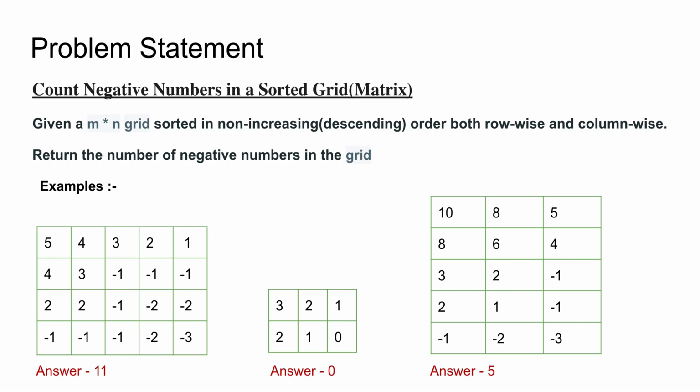Here is the problem statement. Count negative numbers in a sorted grid. Given an m into n grid sorted in non-increasing or descending order, both row-wise and column-wise, return the number of negative numbers in the grid. One thing to remember here is that both the columns and the rows are sorted in descending or non-increasing order.